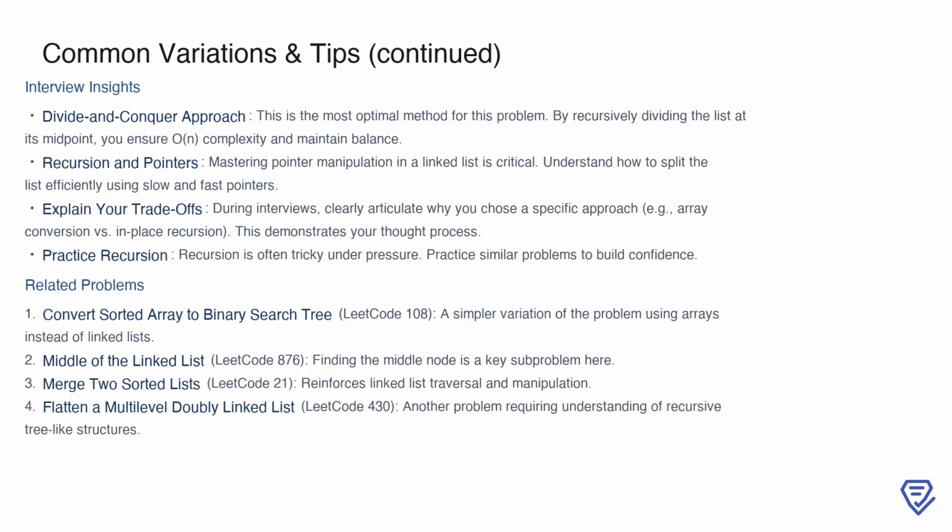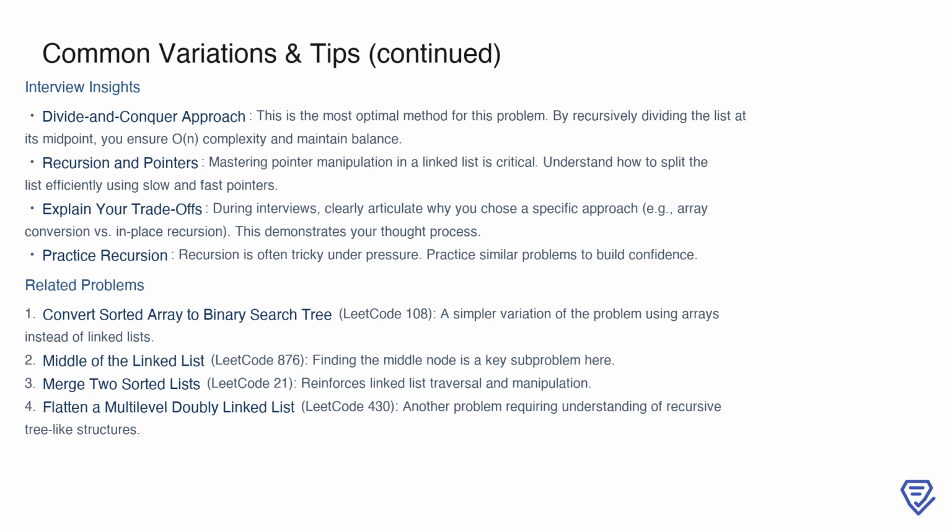Now, when it comes to interview scenarios, the divide and conquer approach is key. This method involves recursively splitting the list at its midpoint to build the tree, ensuring O(n) time complexity and maintaining the required balance. Mastery of pointer manipulation is also essential, especially for efficiently splitting the list using the slow and fast pointer technique. During interviews, it's important to articulate why you chose a particular approach. For example, you might compare converting the list to an array versus solving it in place with recursion, and explain the trade-offs in terms of memory usage and complexity.